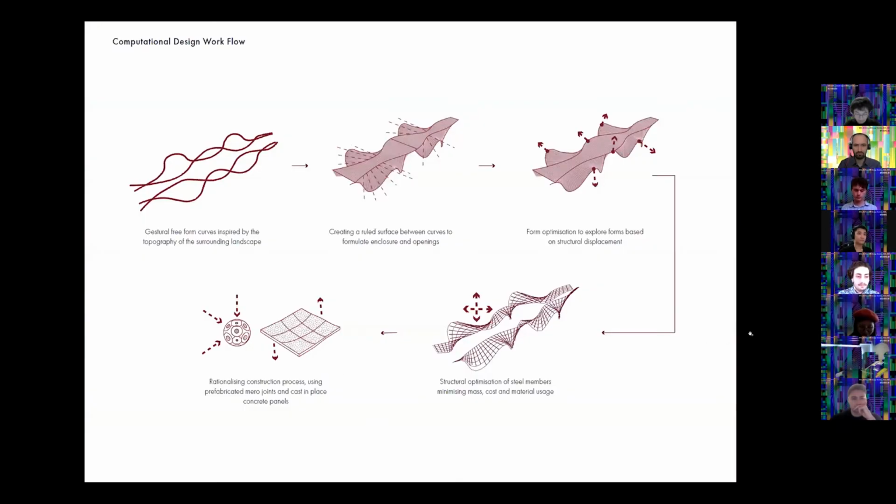I'm going to start with computational design. We start with 4 lines to generate a ruled surface. And then we have 2 optimizations, the first one form optimization, and then the structural optimization. And last, we also have the mirror joint system with the cast-in-place concrete cladding.